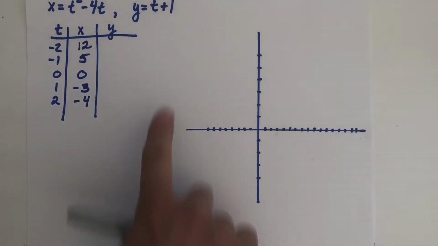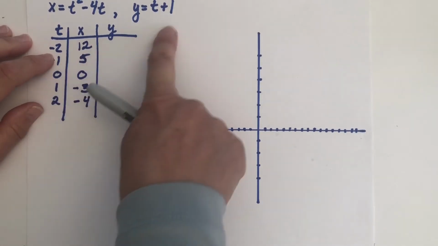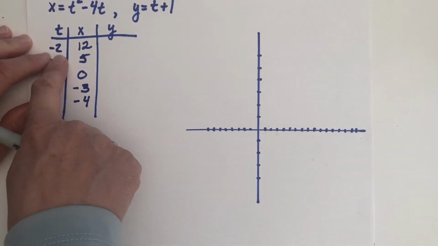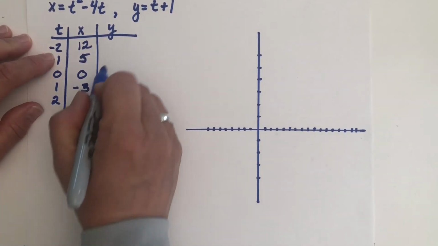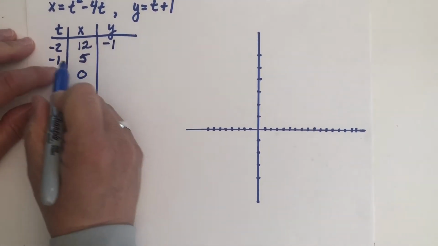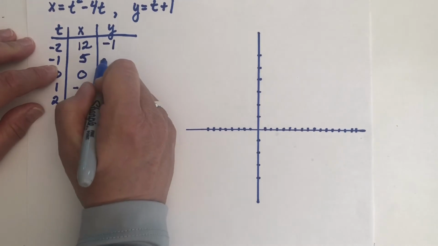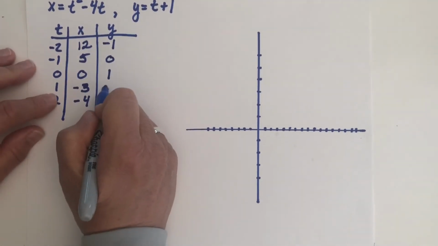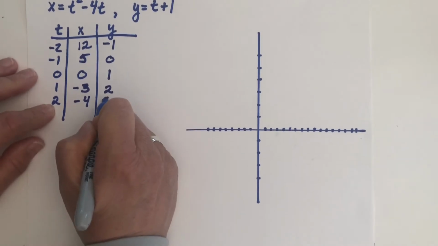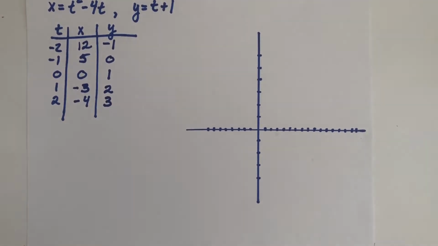And let's find the corresponding y values. Arithmetic is a little bit more straightforward. Pop in -2. -2 plus 1 is -1. -1 plus 1 is 0. 0 plus 1 is 1. 1 plus 1 is 2. And 2 plus 1 is 3. Now let's plot these. And if this isn't enough, we can plot some more points.